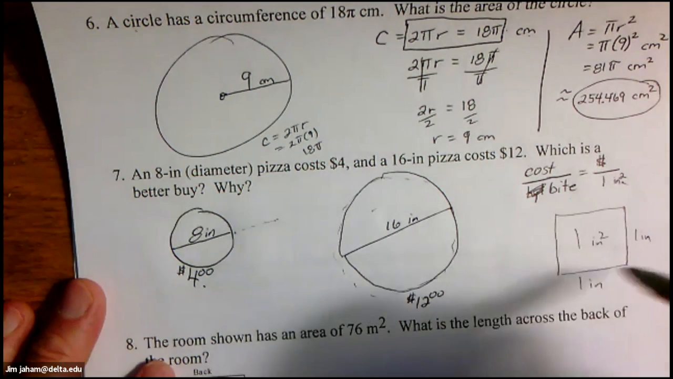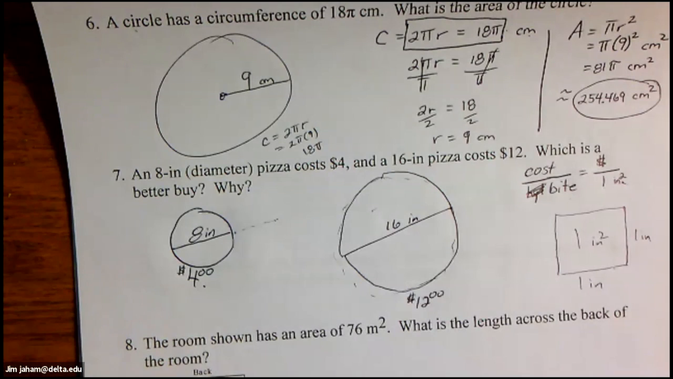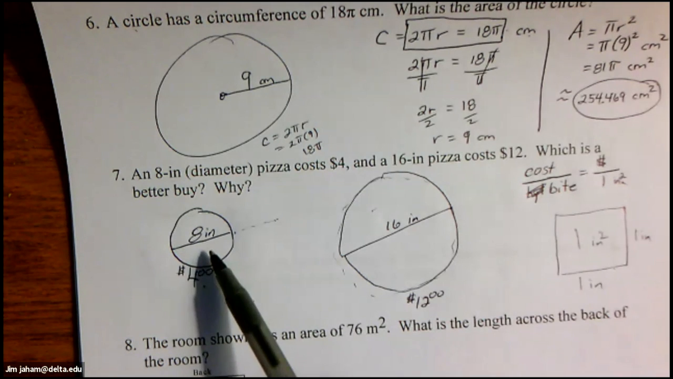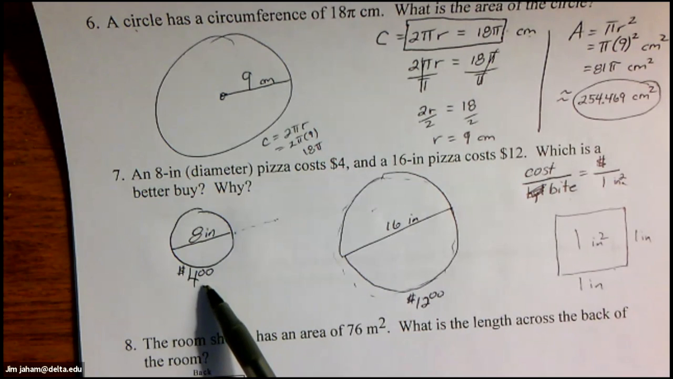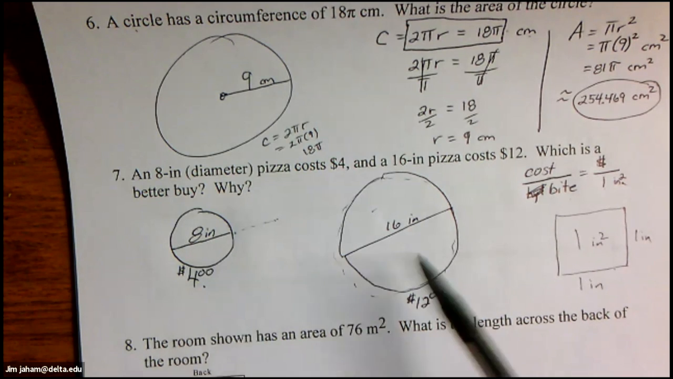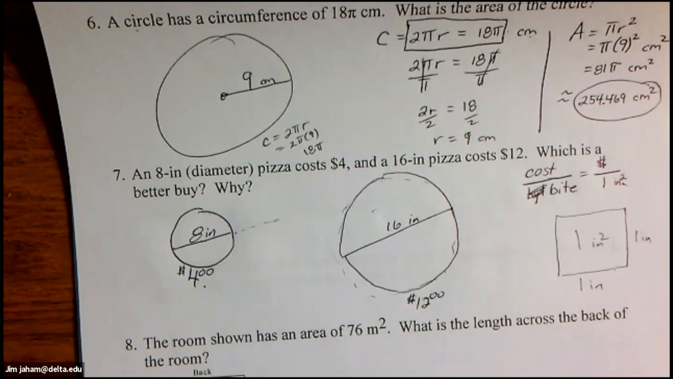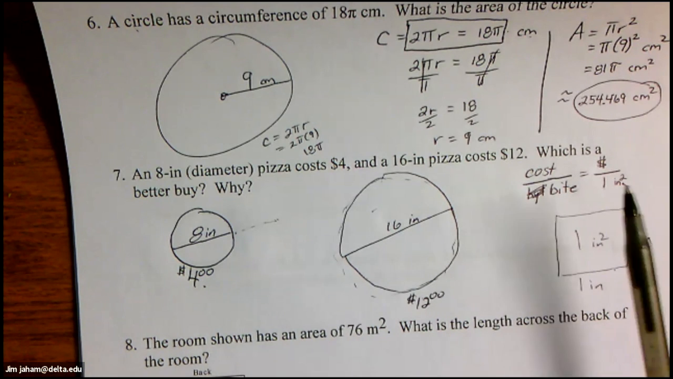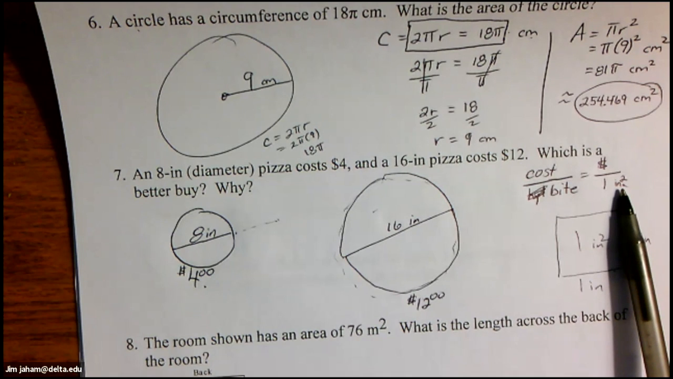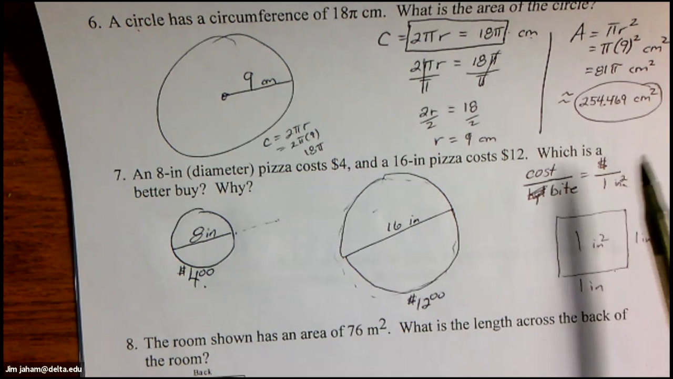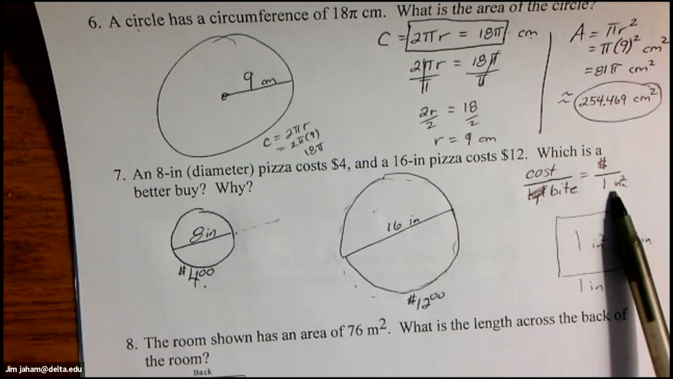How many of these square inches are in each of those? So to answer this question, we would calculate the area here and take the cost divided by the area. And then we would calculate the area here, take the cost divided by the area. And then we would reduce. And then the unit in the bottom would be square inches, the area unit, and the unit on the top is dollars. So dollars per square inch.